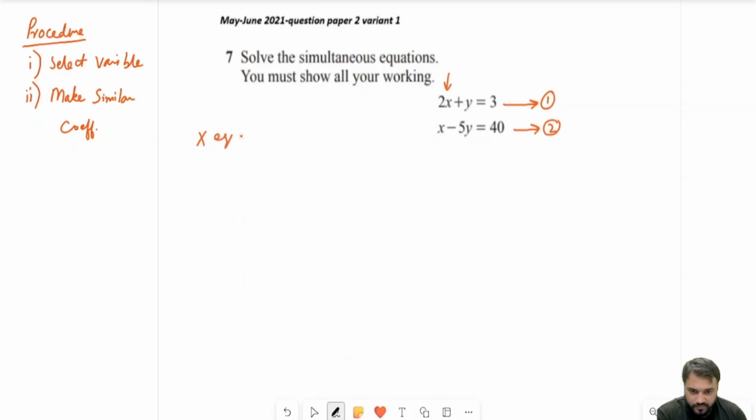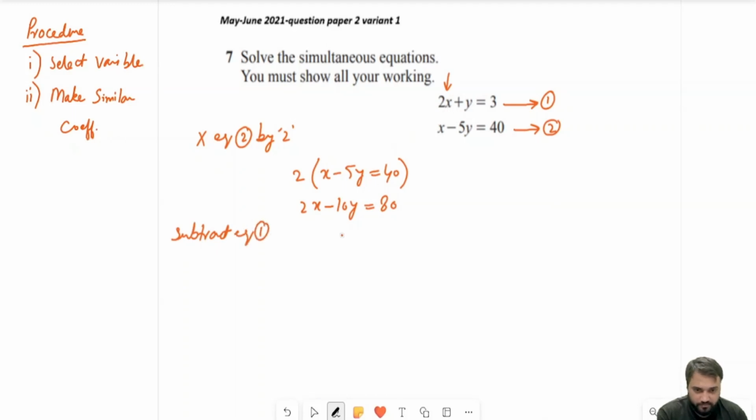Multiply equation 2 by 2. Okay, like this, 2 into x minus 5y is equal to 40. Multiply every term, we will get 2x minus 10y is equal to 80. Now subtract equation 1. This is our first equation.